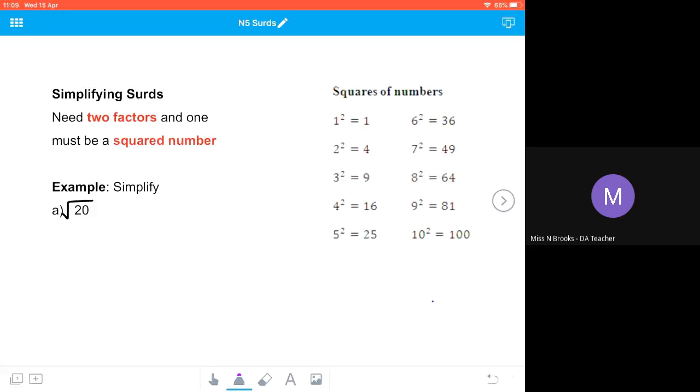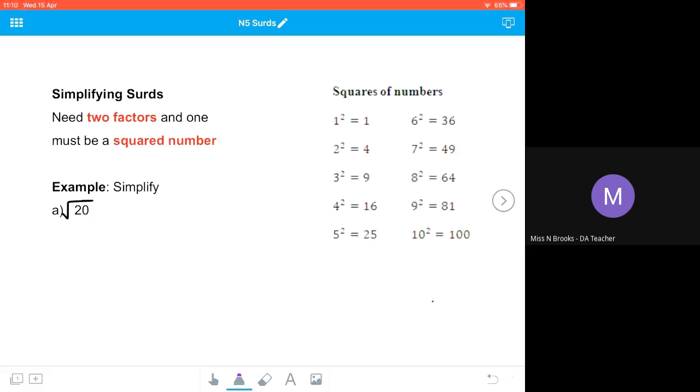The reason we use surds is because it gives us an exact value. So when we're doing things like Pythagoras, instead of having to round to decimal places, we would leave our answer as a surd. So we're going to simplify some surds. We need two factors when we're simplifying surds, and one of those factors must be a squared number.